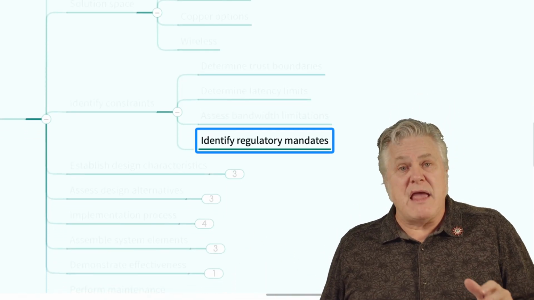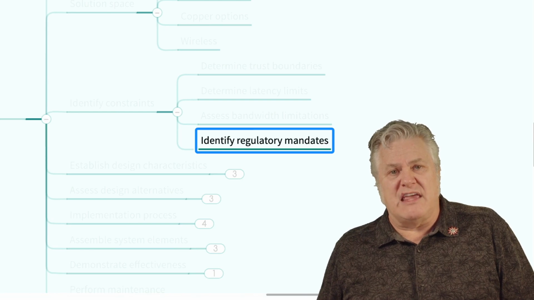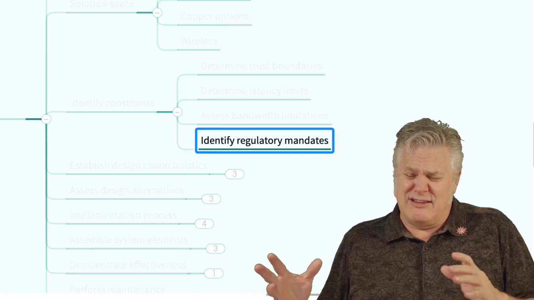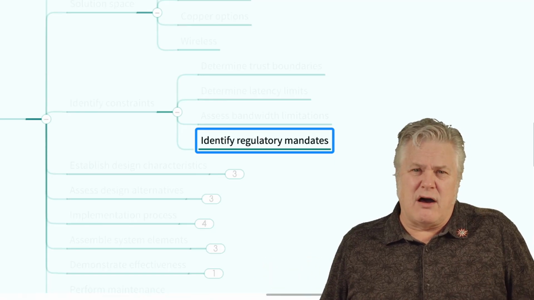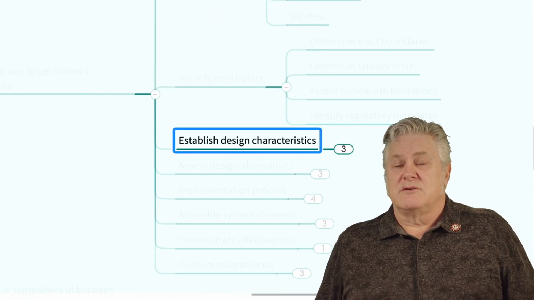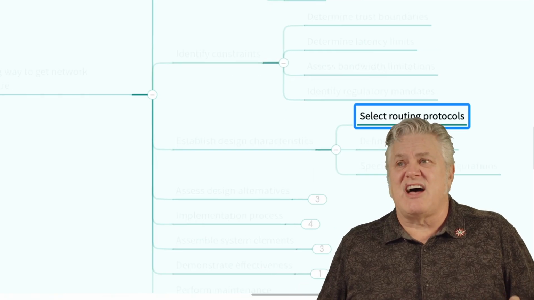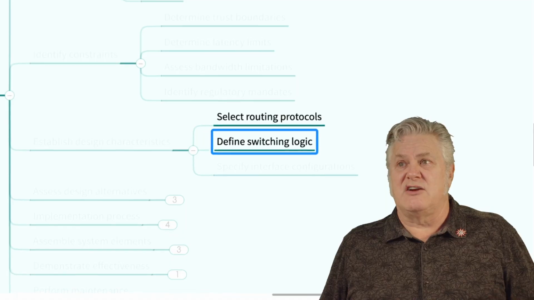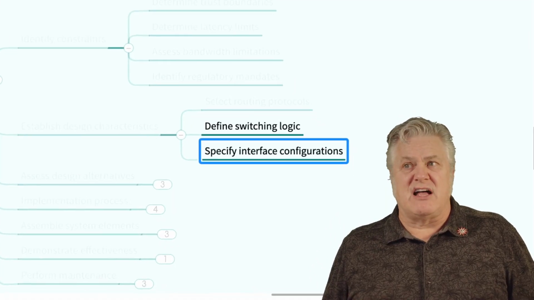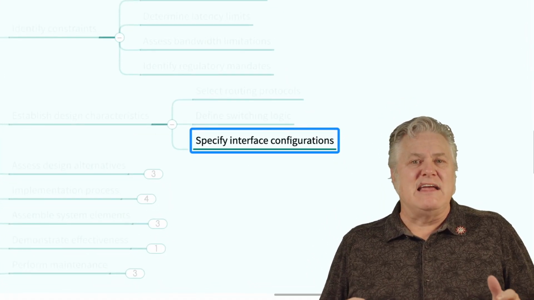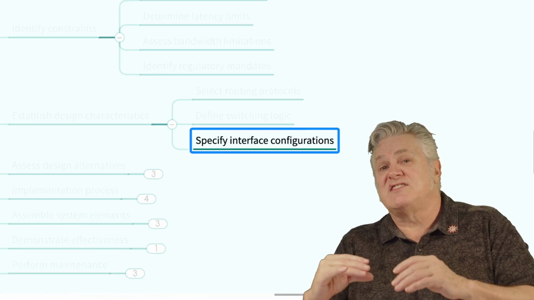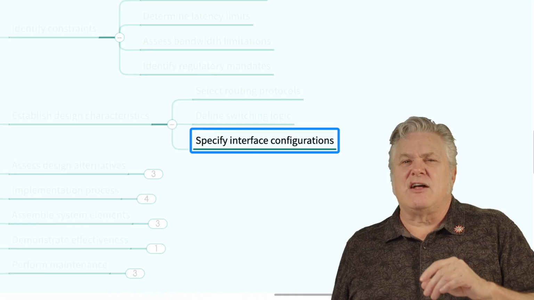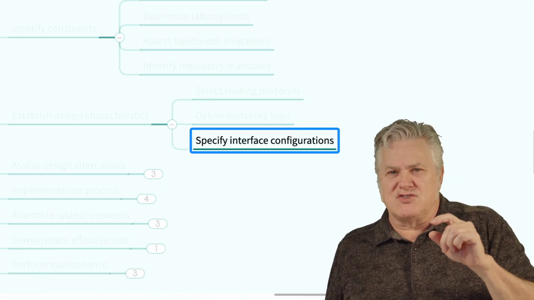And then there may be regulatory mandates within your organization. This happens in government and military, but not normally to corporate enterprises. We'll set up our design characteristics, select routing protocols that we're getting to the internet, define any kind of switching logic that we have, and specify interface configurations. These would be physical interfaces that we would have to slide into the back of modules. Think along the lines of the fiber modules as uplinks.